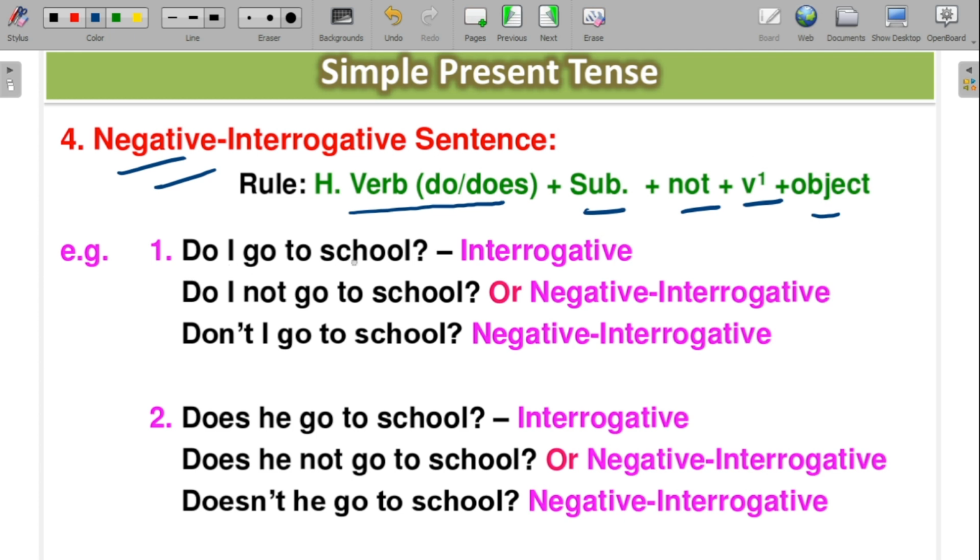Now see, Do I go to school? This is an interrogative sentence. What is a negative interrogative sentence? Do I not go to school? Or we can say, don't I? So, the easiest one is this one. Second one, Don't I go to school? Understand? This is the negative interrogative sentence.